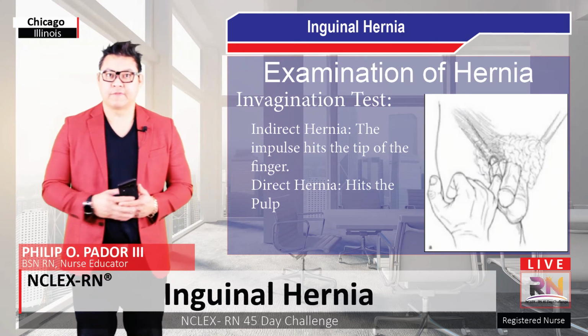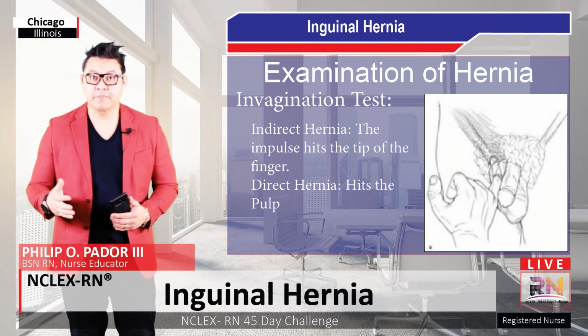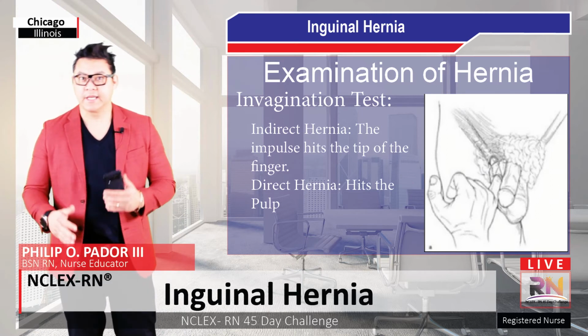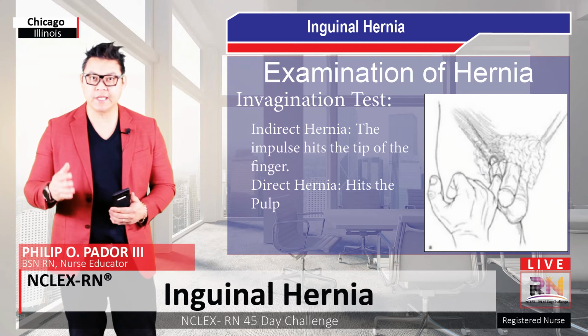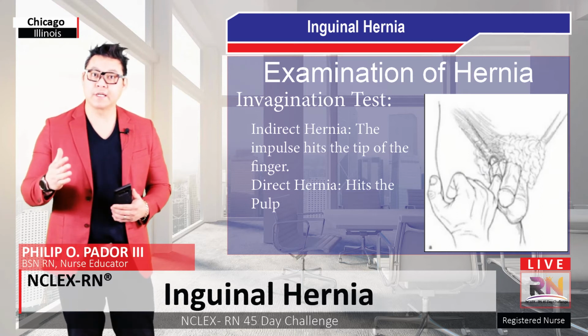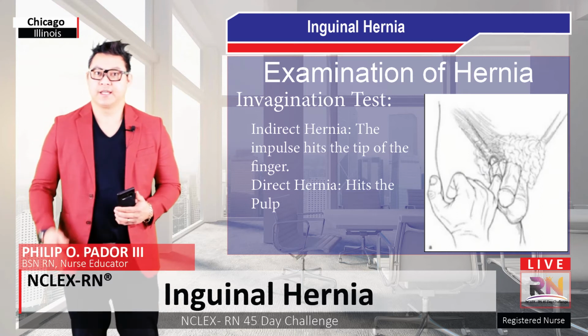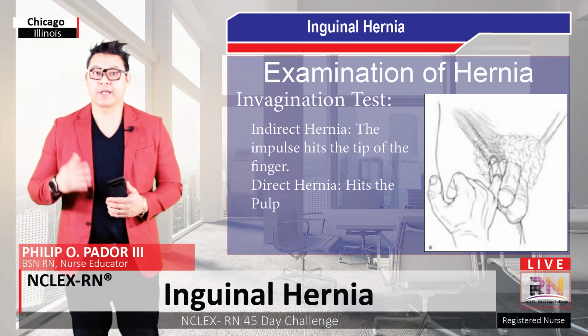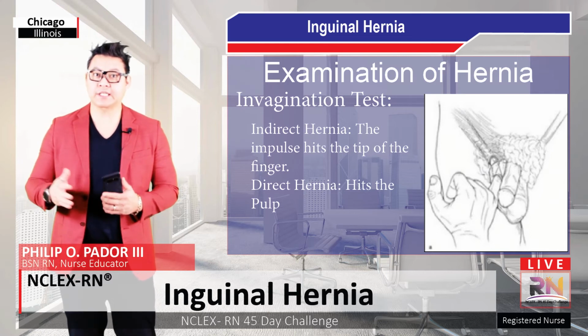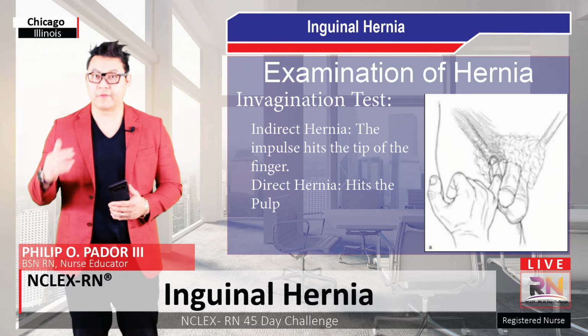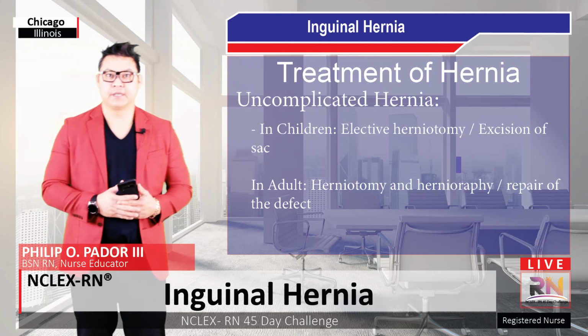Invagination test. For smaller hernias, it is possible to distinguish between the direct and indirect by invaginating the scrotum with the little finger into the inguinal canal. Get the patient to cough. If the hernia is indirect, the impulse hits the tip of the finger. If direct, it hits the pulp.